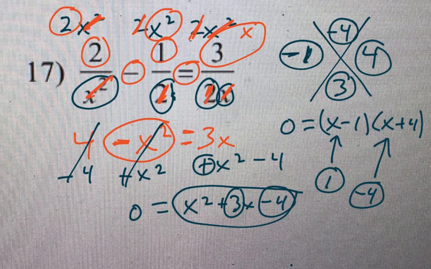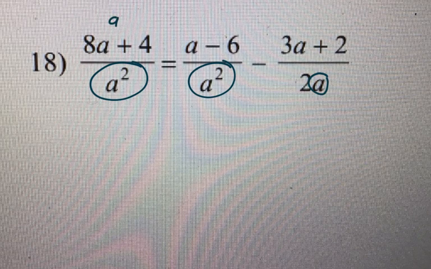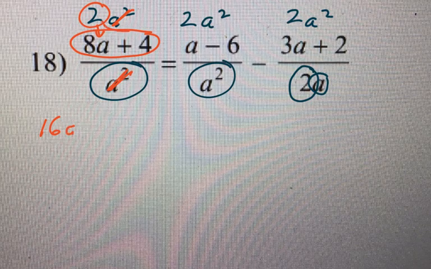All right, let's do one more, guys. Number 18. Notice how this is a squared, and a. So I already know my common denominator is a squared. This is the only denominator that has an extra number 2. So 2 must be part of my common denominator as well. Let's see what happens here. The a squareds cancel. This 2 I must distribute with 8a plus 4. So 2 times 8a is 16a. 2 times the 4 is 8.